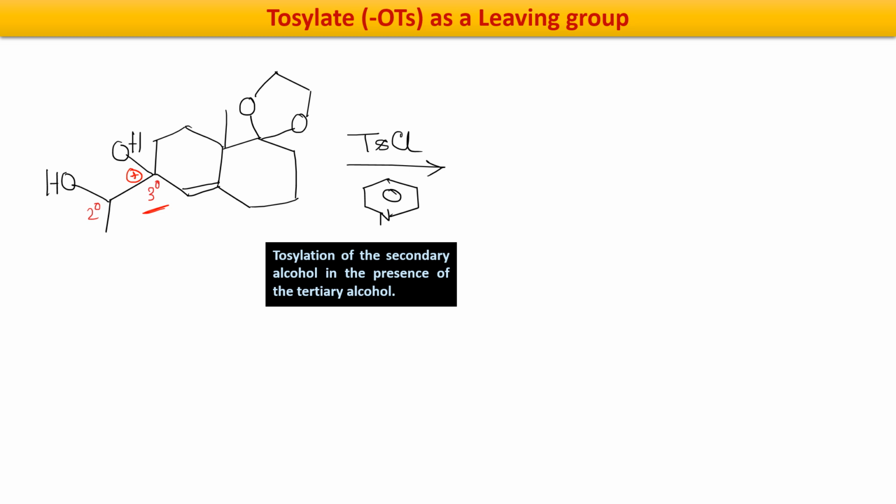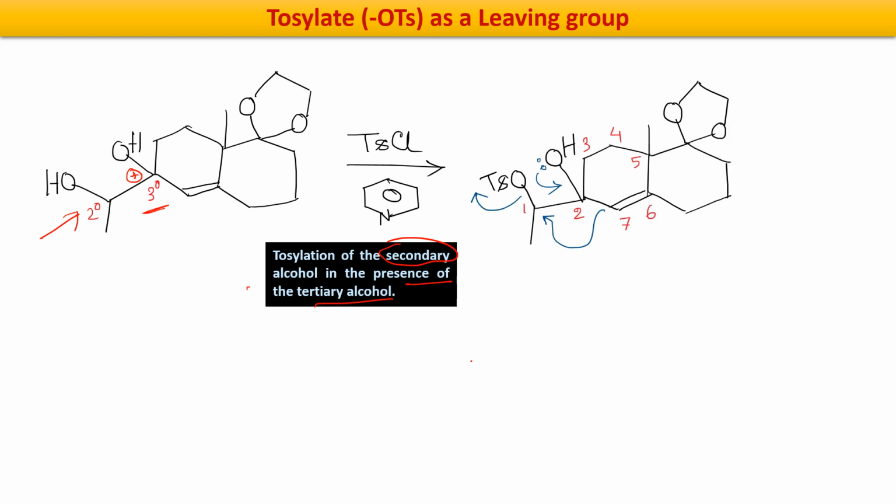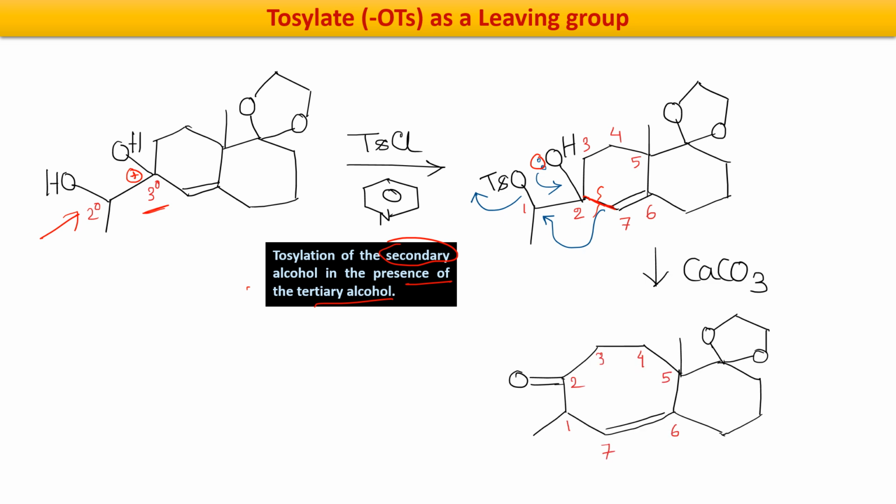So when you are doing a normal pinacol, positive charge will be generated here, but when you are doing tosylation by TsCl and pyridine, then the secondary alcohol, that is this alcohol, in the presence of tertiary alcohol will selectively be converted to OTs. And now finally if you follow this blue arrow, this lone pair will be pushed, and this 2-7 bond will be migrating. So the 2-7 bond will be broken and the 1-7 bond will be formed.